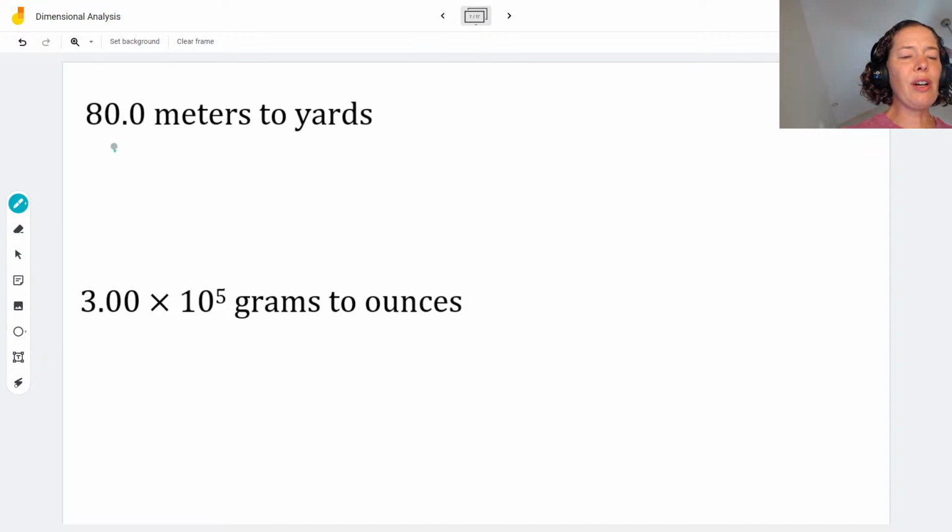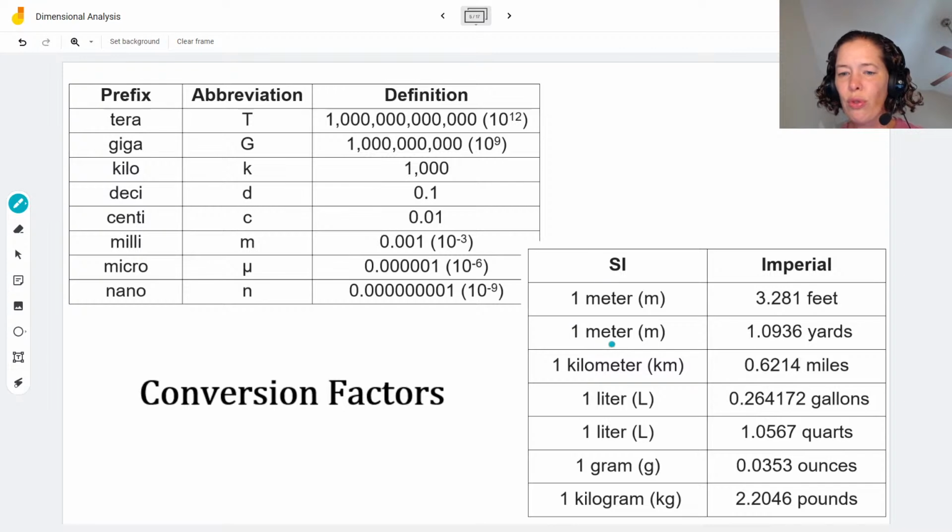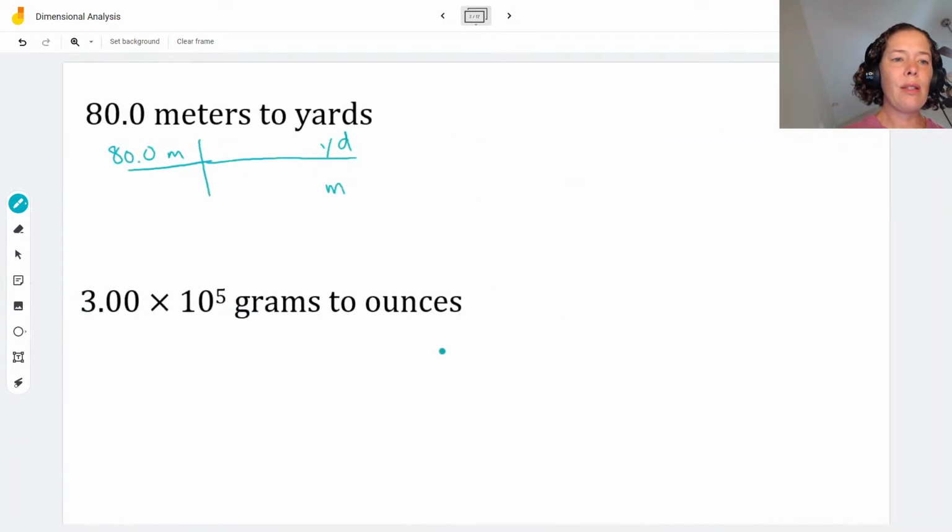Okay, meters to yards, and we're starting with 80.0. Again, let's get units in first. So meters, I want to cancel, and I want to go to yards. Let's get a conversion factor. Here we go. Meters and yards right here. Okay, so for every 1 meter, we have 1.0936 yards. Let's first just write down all of our decimals, and then we'll check for sig figs.